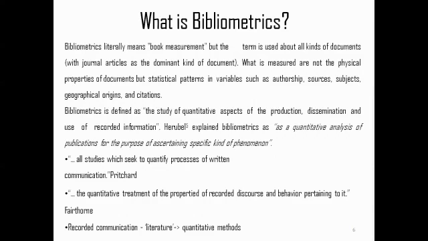And this is the basic definition normally people used to give. Bibliometrics literally means book measurement, but the term is used for all kinds of documents. It is not only applicable for journals, but any conference proceeding or any other kind of document can be applied for this, which measures not only physical properties of documents, but statistical patterns in variables such as authorship, sources, subjects, geographical origins, and citations, etc. It is defined as the study of quantitative aspects of production, dissemination, and use of recorded information. This is the definition given by Alan Pritchard.